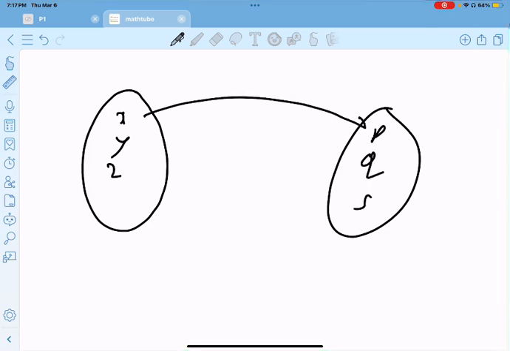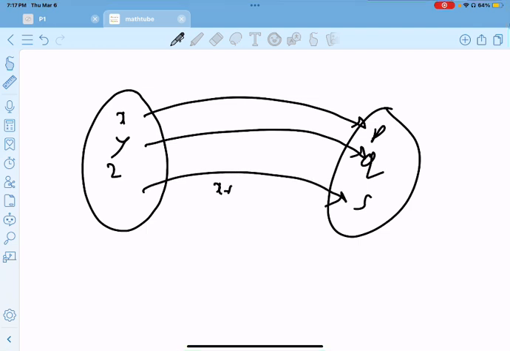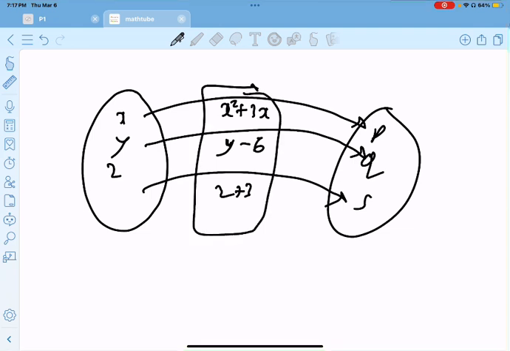And you have a function. This is basically x plus 3, z plus 3, y minus 6, and x squared plus 3x. These are known as functions. The input is known as the domain, and the output, or the final value, is known as the range.